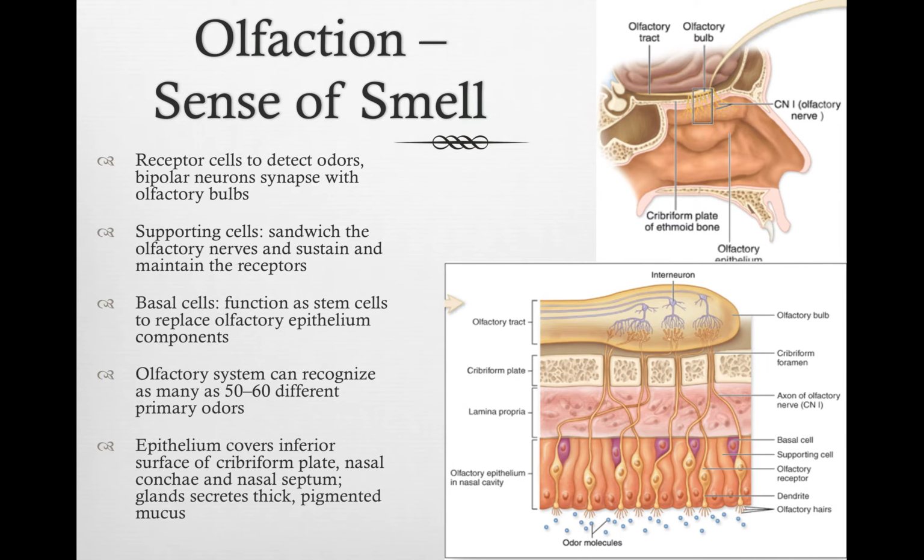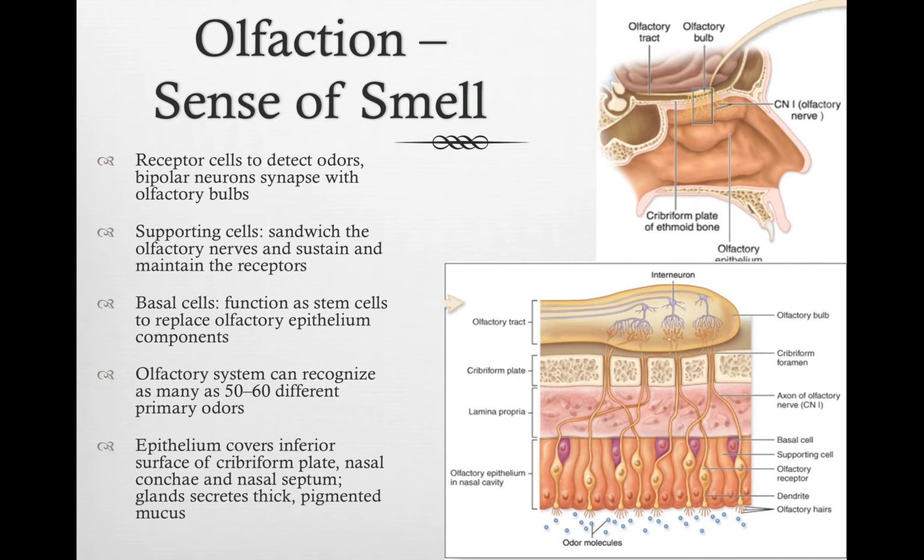Now, the olfactory system in humans is kind of pathetic, but we can recognize as many as 50 or 60 different primary odors, whereas dogs can distinguish thousands of these different primary odors. So ours is more basic or basal level in terms of its abilities.